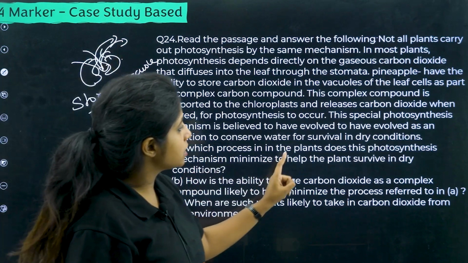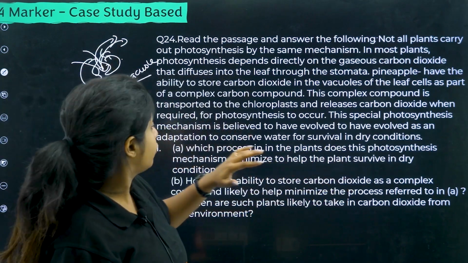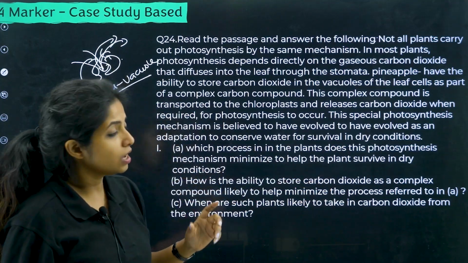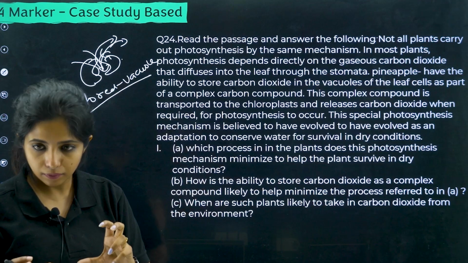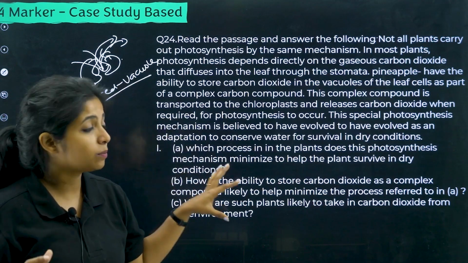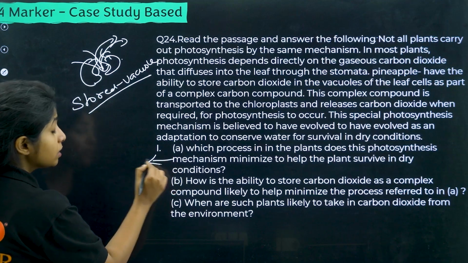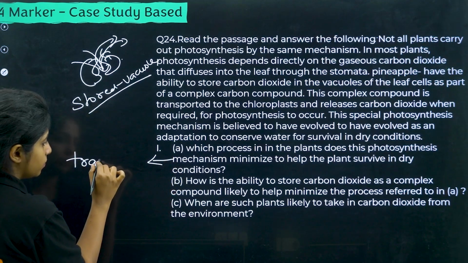So which process in the plant does this photosynthesis mechanism minimize to help the plant survive in dry conditions? So what is that process that the plant is minimizing over here, which would help it survive in dry conditions? The process that it is minimizing is transpiration.